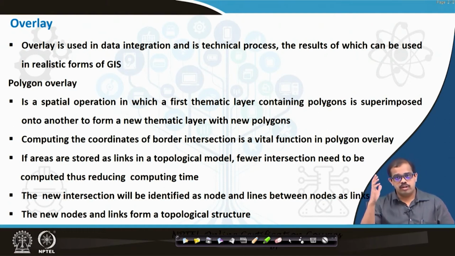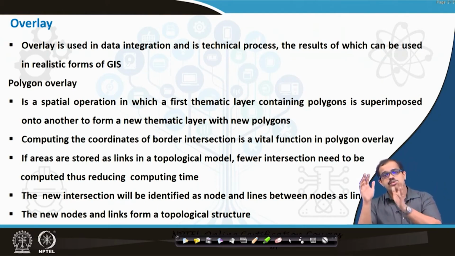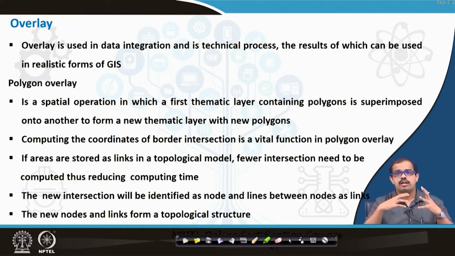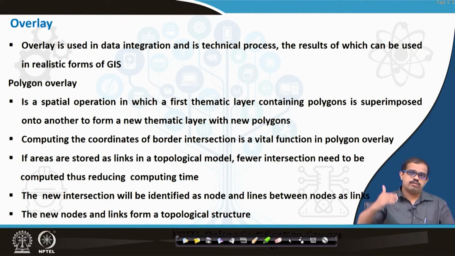If you want to get an exactly similar representation of the real world in your GIS system, then you have to look at something like an overlay: create different layers for different processes, and then compare them or visualize the entire process. If you can do an overlay, it gives you an exact representation of what the real process is. The first type of overlay is polygon overlay.